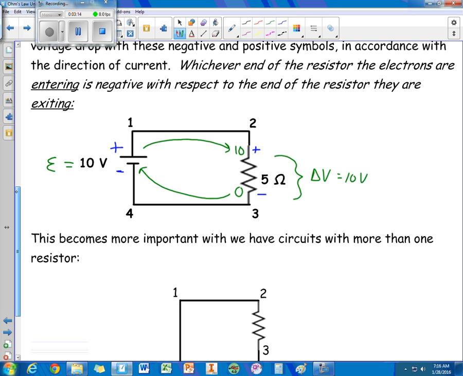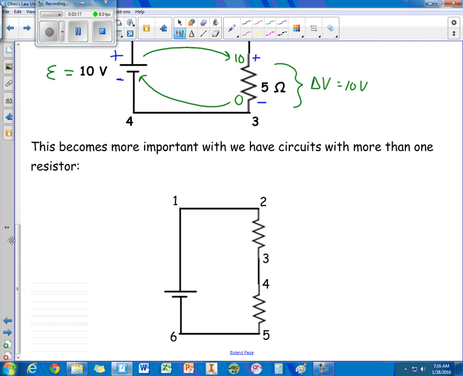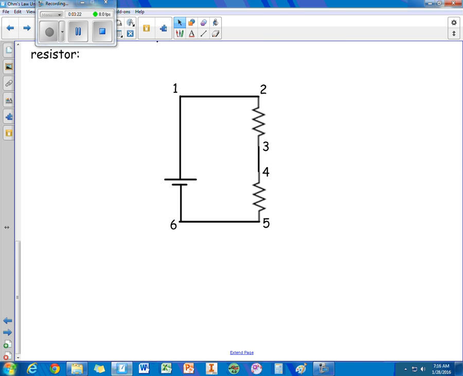This is going to become more important when we have more than one resistor inside of a circuit. So as an example, let's say this battery has an EMF of 20 volts. Again, this side's positive, negative. So up here, this would be the positive side of the resistor, negative side of the resistor, positive, negative. So up here, I must have 20 volts entering that top resistor, and at the very end of the last resistor, I must have 20 volts exiting. That way I keep my EMF of 20 volts.